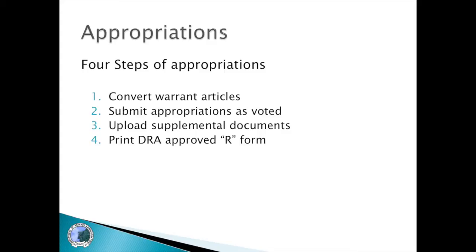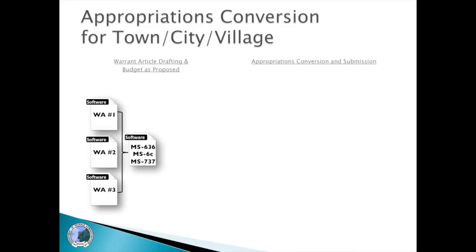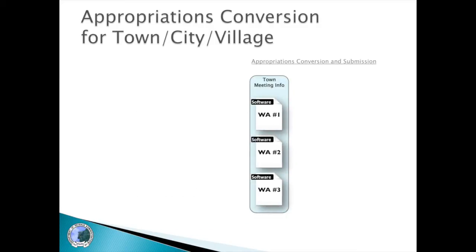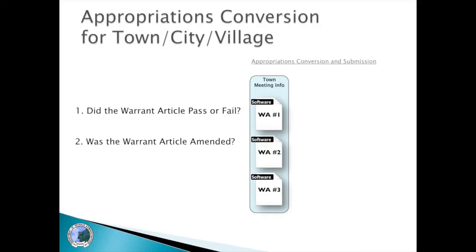We will begin with a high-level view of warrant article conversion. To this point, you have submitted your proposed budget with all of your warrant articles aggregated through the system. Following annual meeting, you'll have the ability to bring all of those warrant articles forward, and you'll be asked 3 questions. Did the warrant article pass or fail?